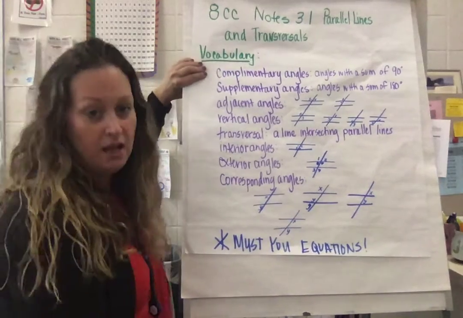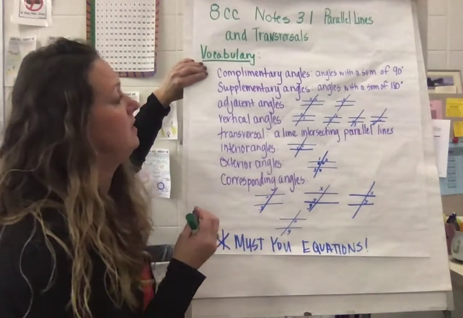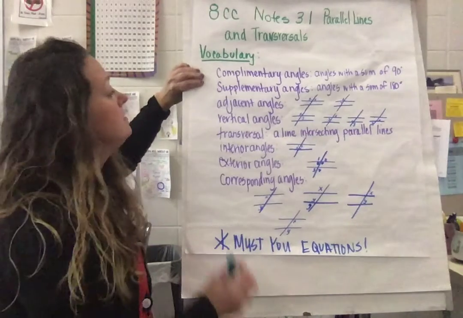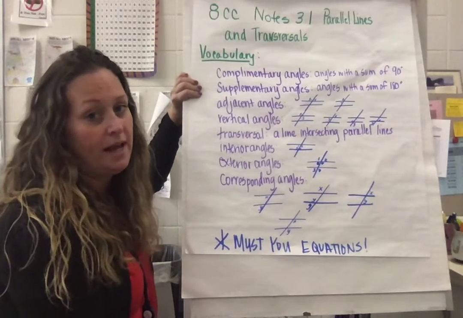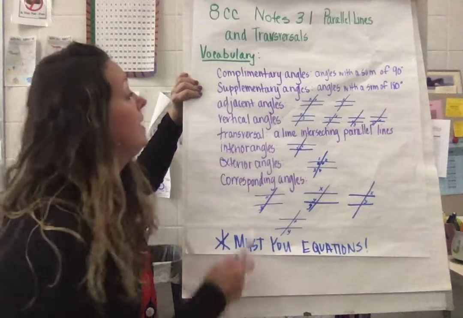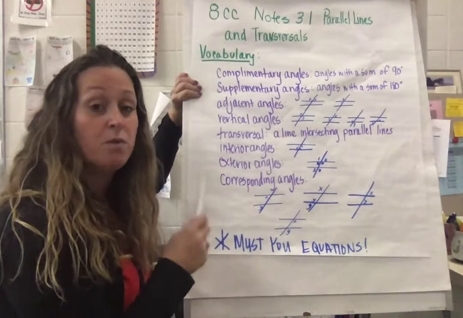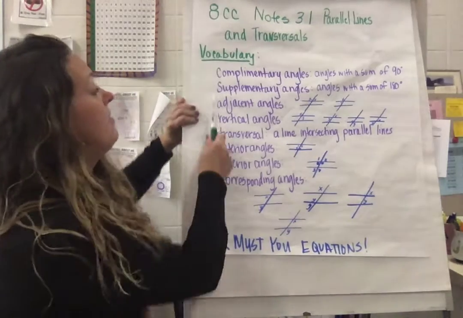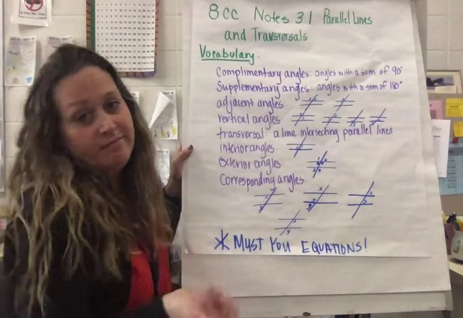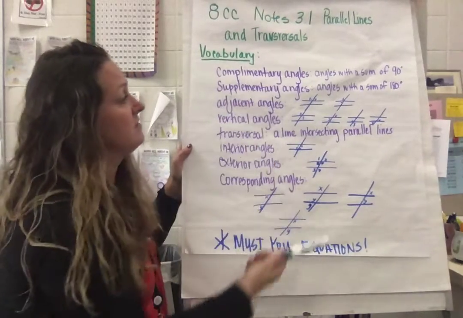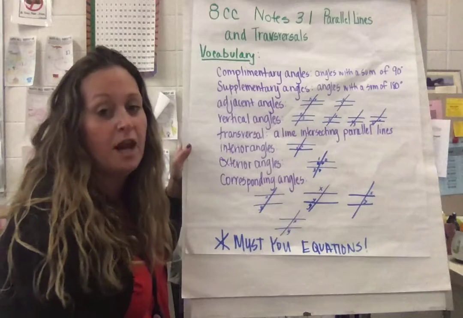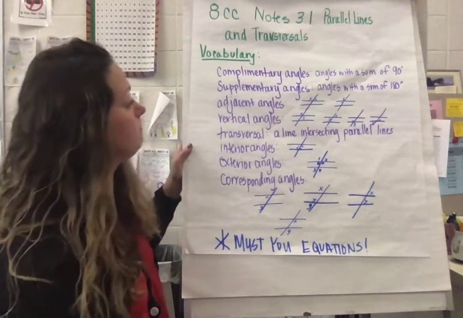So, complementary angles. Those are angles that have a sum of 90. Supplementary angles have a sum of 180. I remember that by saying it is right to give a complement, because a right angle is 90 degrees. And then supplementary angles is 180. I don't have a saying for that, but as long as I say it's right to give a complement, I know complementary is the 90 degrees.